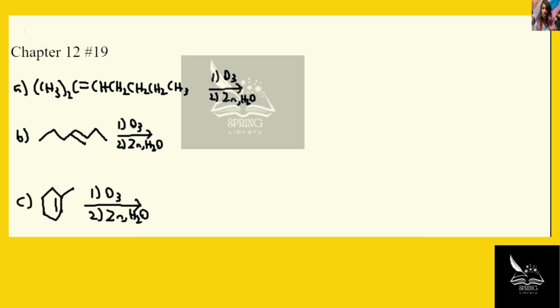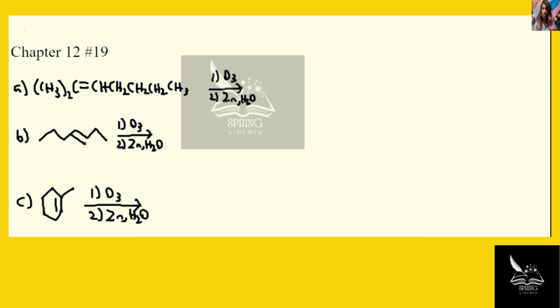This is the answer to Chapter 12, problem number 19 from the Smith Organic Chemistry textbook. This problem asks us to look at three alkenes and draw the products that would be formed if we treated each alkene with ozone and then worked up the reactions with zinc and water.